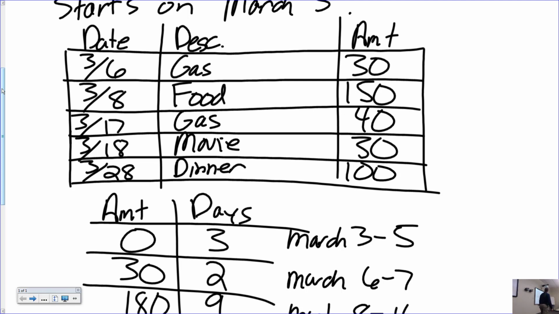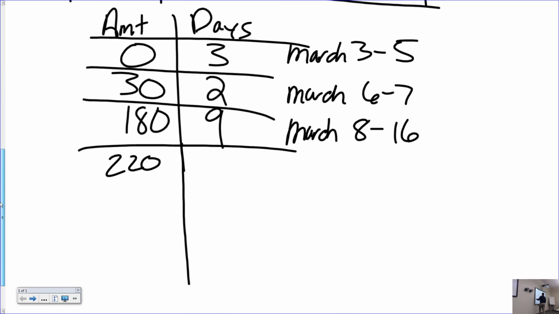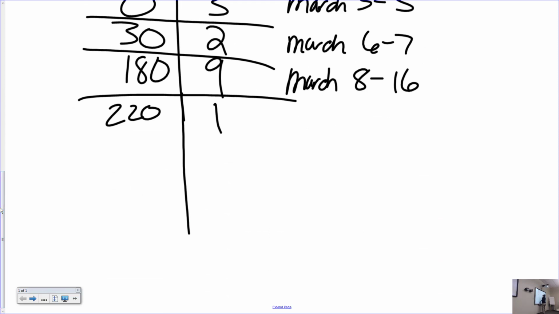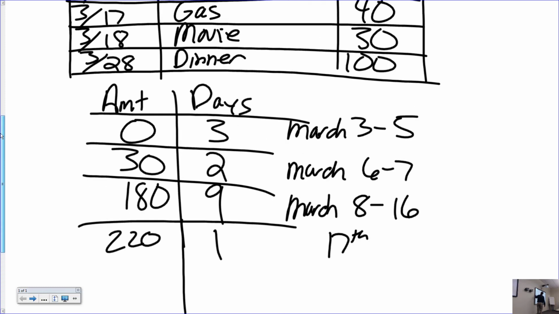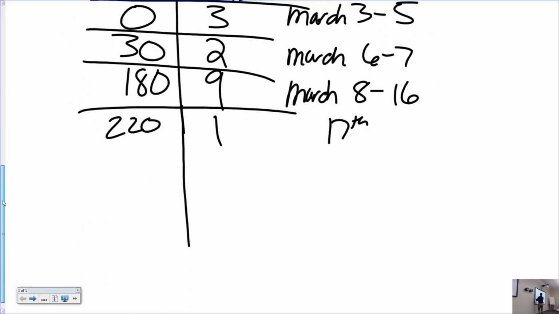All right. That's only one day, right? Because what's 18 minus 17? 1. Yeah, you guys got it, right? All right. So what's my next number? 250.